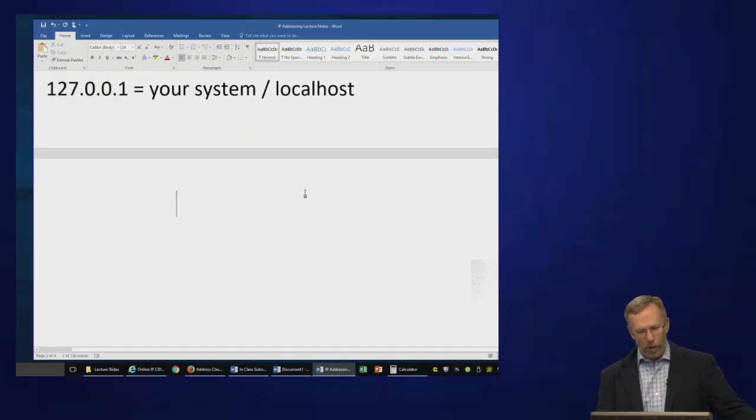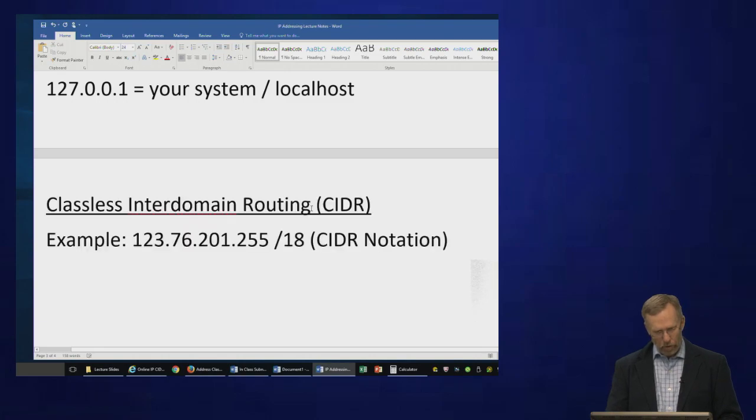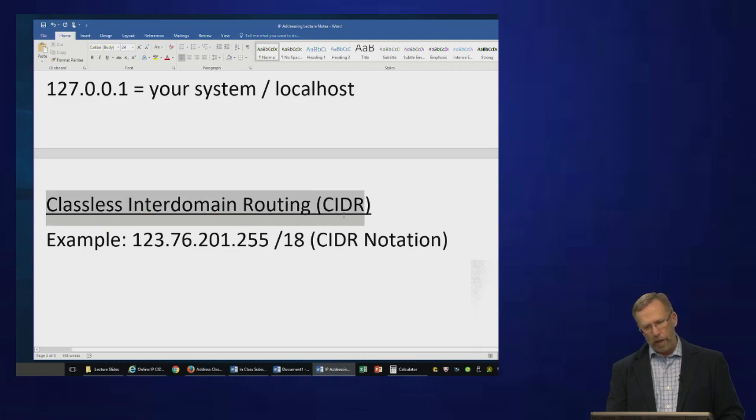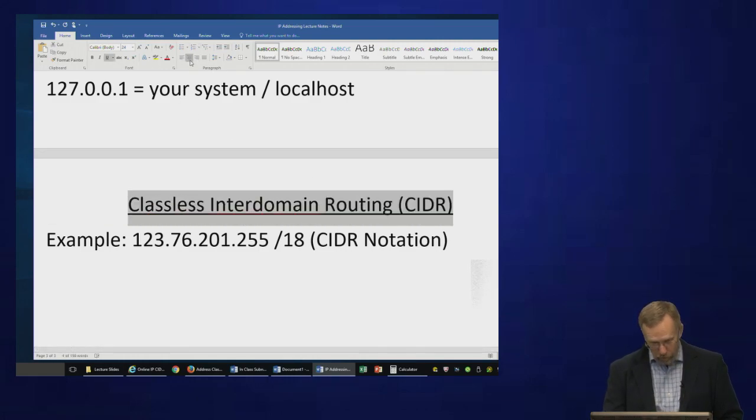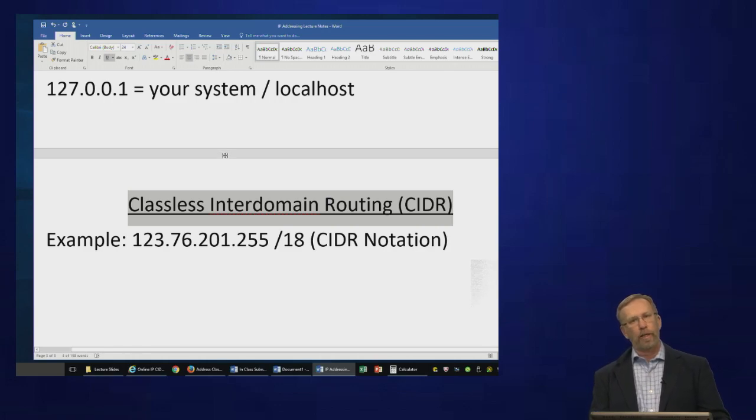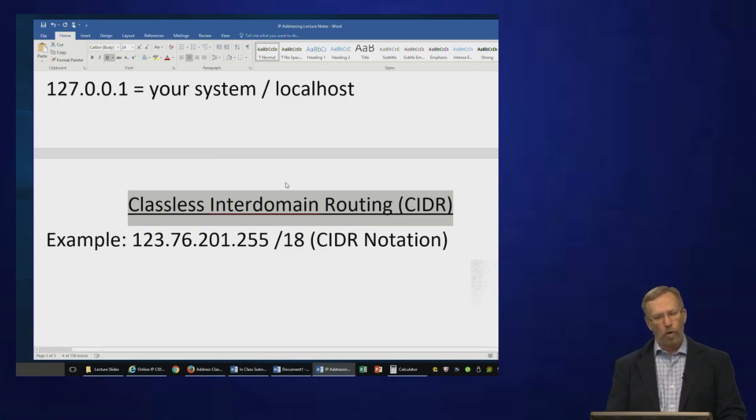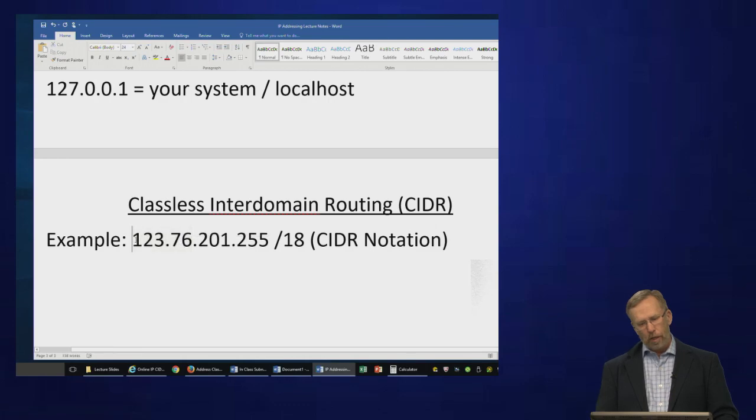So with that in mind, let's pretend that we did not go in our time machine back to the 1990s, and we want to see how we really do IP addressing in our current environment. So I put an IP address here, an example IP address, and I just picked a kind of random IP address here, but I've added something to it. I've added this /18 to it.